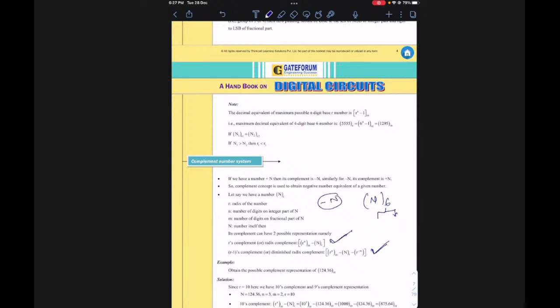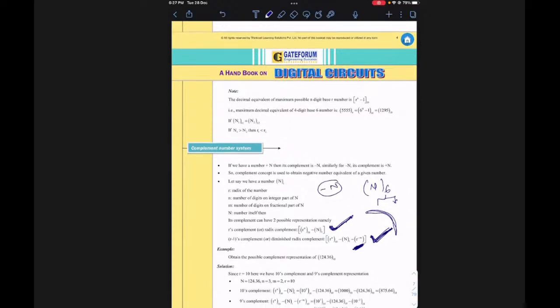So how do you get the r's complement? The r's complement is obtained using this formula: r to the power n base 10 minus N base r. And how do you get the r minus 1's complement? The r minus 1's complement is the same: r to the power n base 10 minus N base r minus r to the power minus m. If you make the comparison here, the only extra thing in this case is the third term. So in these expressions, if I add r to the power minus m to the r minus 1's complement, I'll get the r's complement. But this is just the formula.